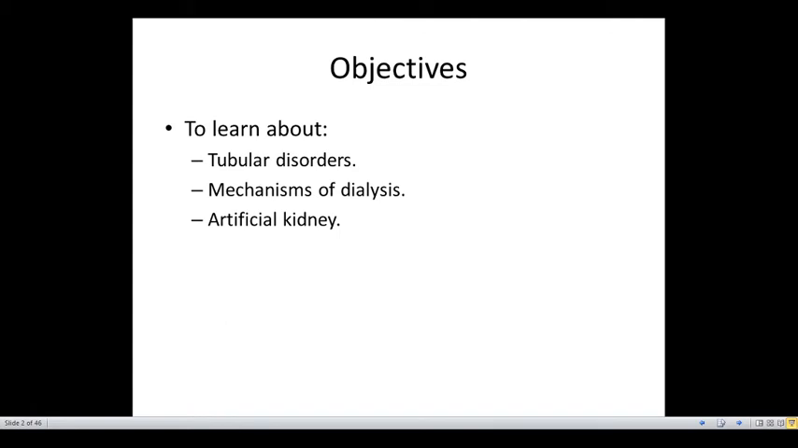The objectives of today's lecture are to learn about the rest of the tubular disorders, the mechanism of dialysis, and the artificial kidney.